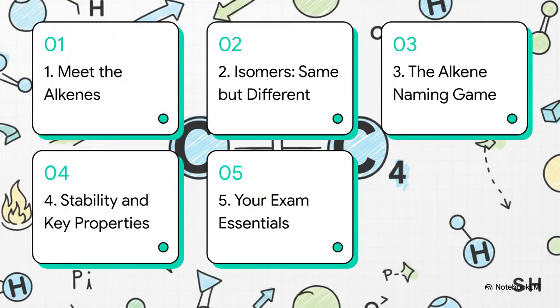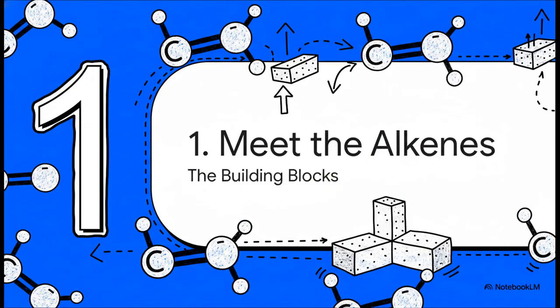So, here's our game plan for today. We're going to start by meeting the alkenes. Then we'll dive into the tricky, but super important concept of isomers. After that, we'll master the naming game, figure out what makes them stable, and then we'll wrap it all up with a quick rundown of your exam essentials. Sound good? Let's go. First things first, let's meet the alkenes.